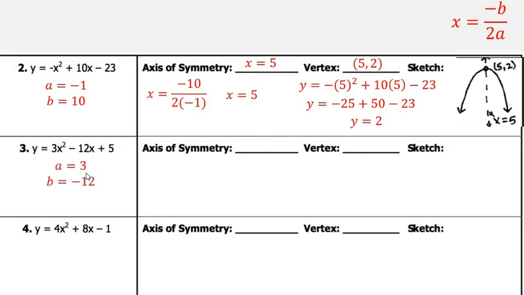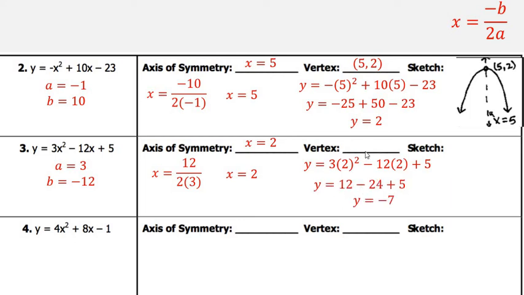Now, number 3, you're going to do the same thing. You're going to identify your A and B, substitute it back into your formula, find your x, which is x equals 2. Substitute the 2 back into the x squared right here, in the x, and when you do, just type all of this at one time in the calculator, then your y is -7. Now write your vertex as an ordered pair.